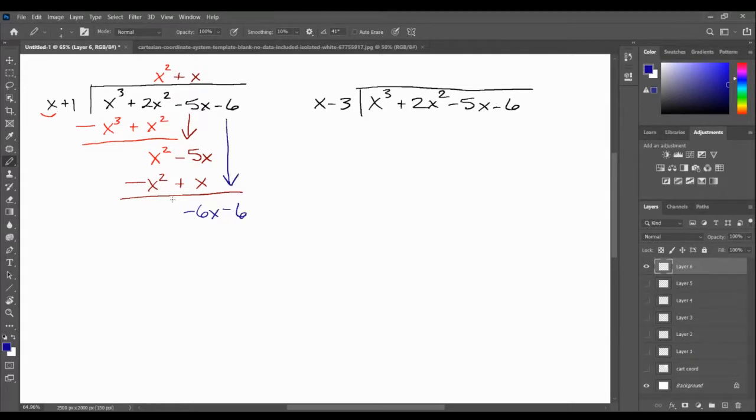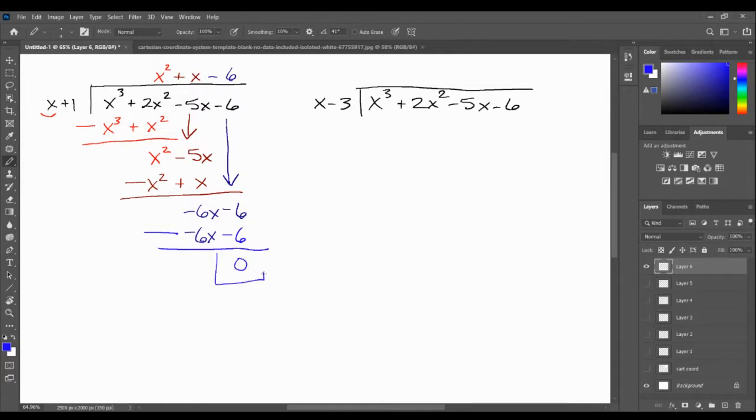What do I multiply x by to get negative 6x? Well, that's negative 6. Now I multiply that through. Negative 6 times x is negative 6x. And negative 6 times 1 is negative 6. And I subtract this whole thing. Negative 6x minus negative 6x is 0. Negative 6 minus negative 6 is 0.